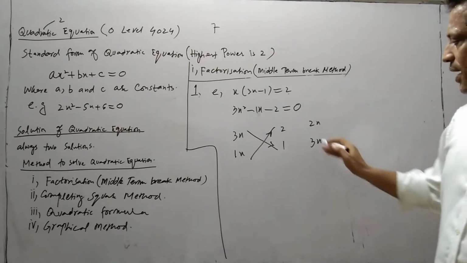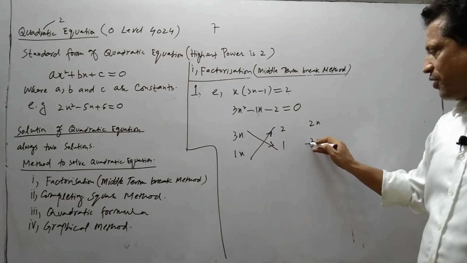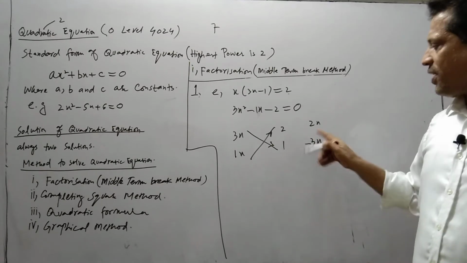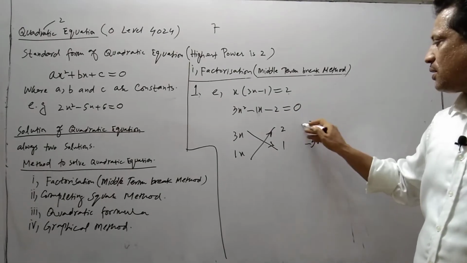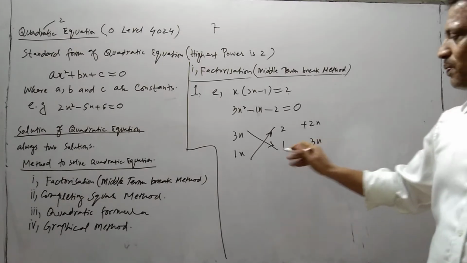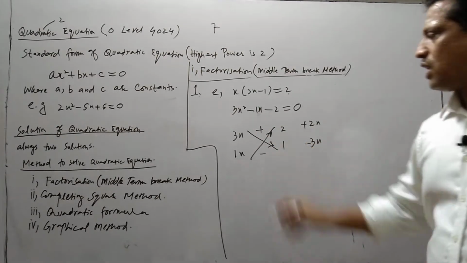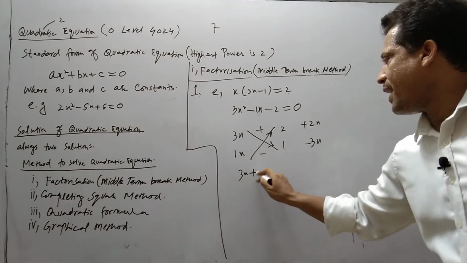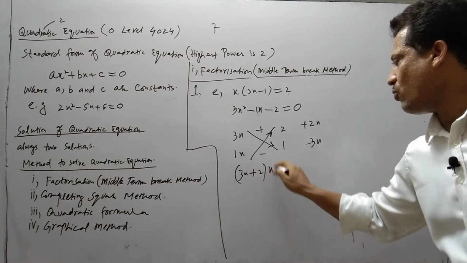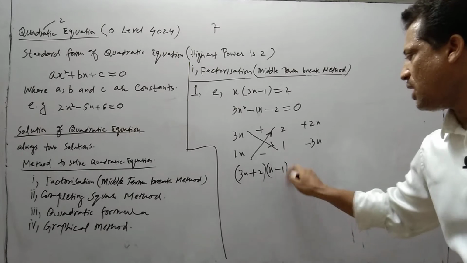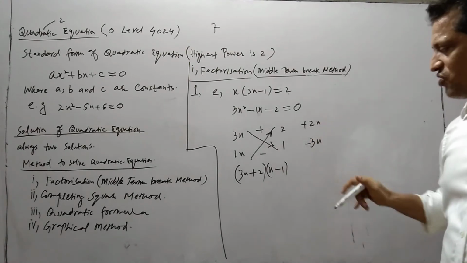How to get minus? If we subtract 3 from plus 2, we get minus. So this is minus, this is plus. If this one is minus, this one is also minus. If this one is plus, this one is also plus. So our answer is 3x plus 2, and x minus 1. This will not be involved; this is just checking.